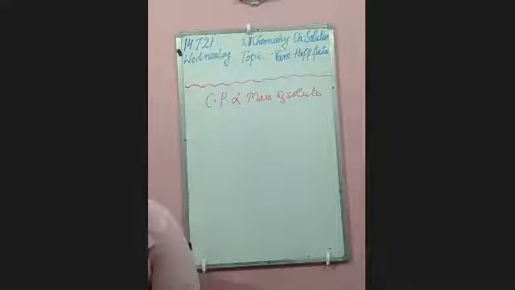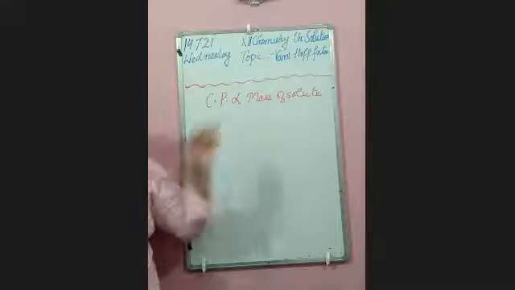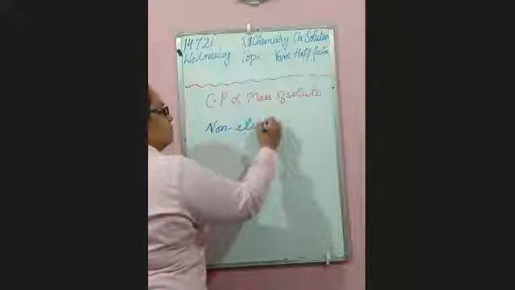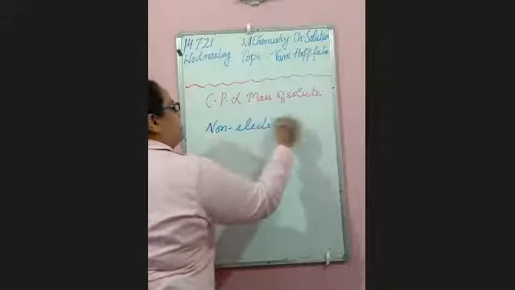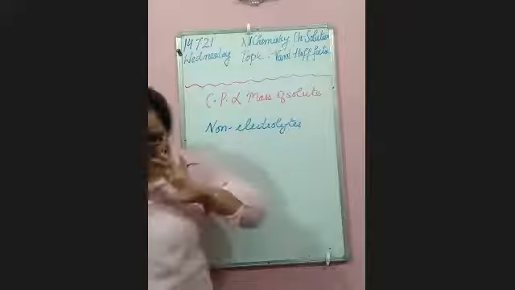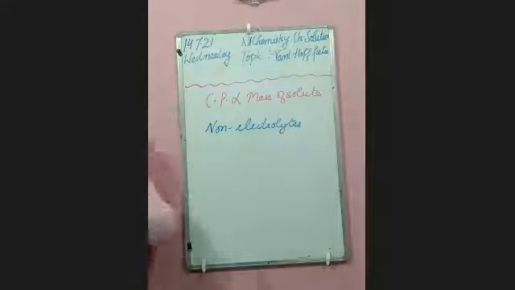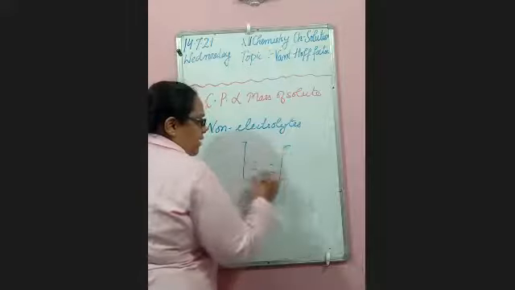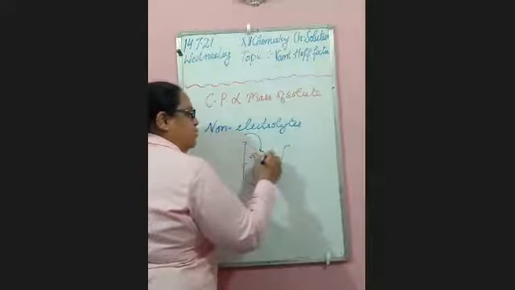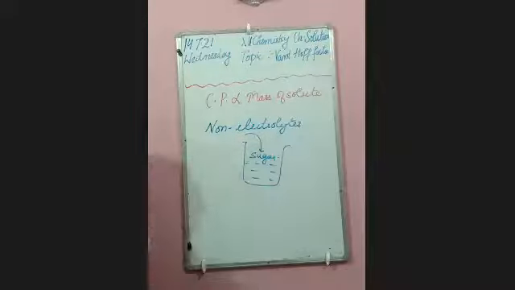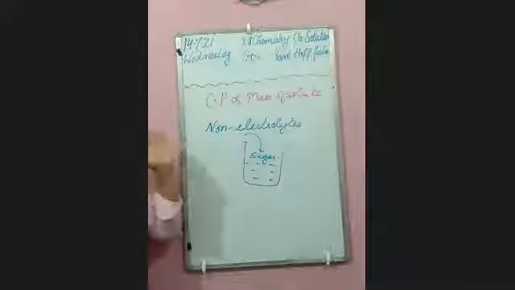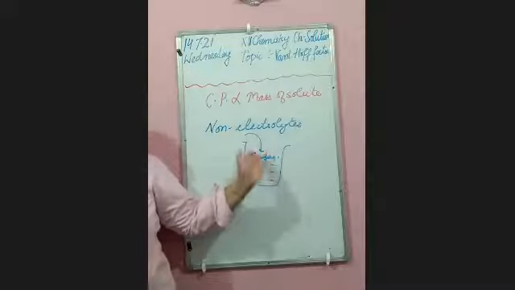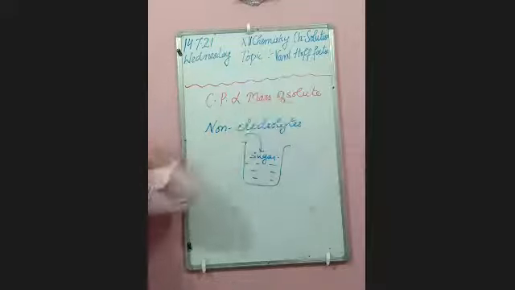Suppose, we have discussed till now all the cases of non-electrolytes, which means they do not dissociate into ions. For example, I am taking this beaker and I am adding water in it. After that, I am adding sugar. And we all know sugar does not dissociate into ions. So there is no problem in it. Its colligative property is directly proportional to the mass of the solute.